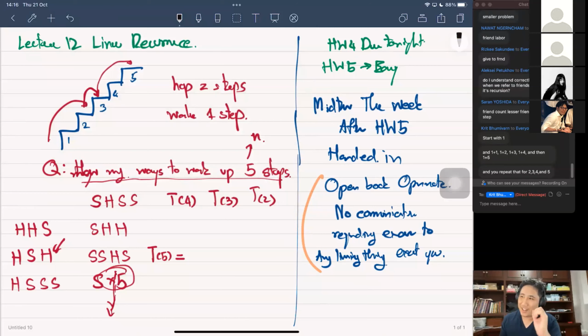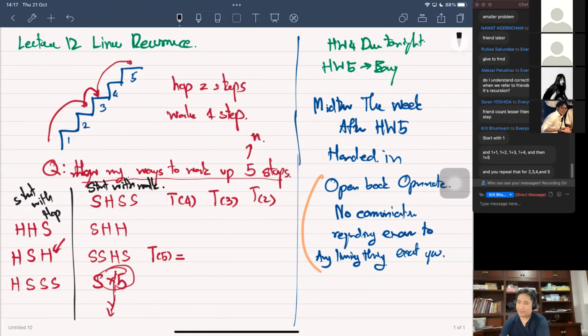Okay, so think about this. The way I write this, there are only two ways to walk upstairs. Two categories, let's say two groups. One group, you start with a hop, that means you jump two steps, or you start with a walk. Depending on the first step, you can separate things into two groups, and then there's no intersection, so you can add them easily.